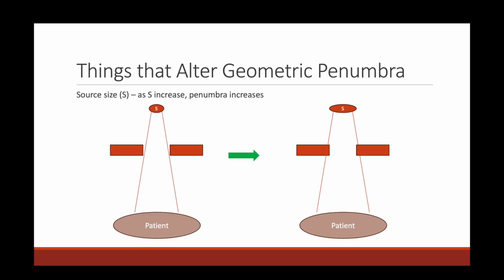As we just said, all of these things alter the geometric penumbra, and the first is the source size. As the size of the source increases, the penumbra increases.